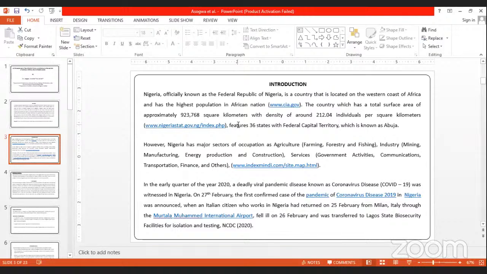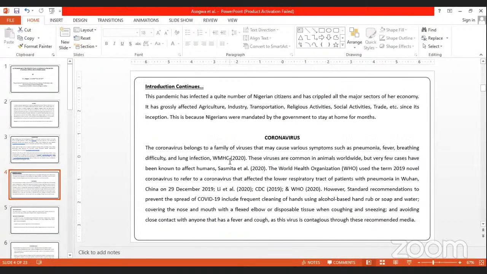And you are all aware of the incidence of a viral pandemic disease that occurred at the early quarter of this year, 2020. To be specific, on 27th of February, 2020, an Italian citizen that works in Nigeria came in with that virus. After which the disease kept on spreading to the point that there was a lockdown. The government mandated that everybody should stay at home. There were no movements. People were not allowed to embark on their day-to-day activities. And this has an impact on the economy and on the welfare of the citizens.